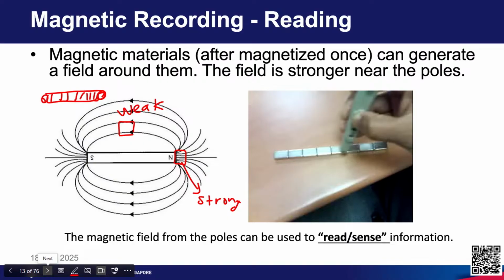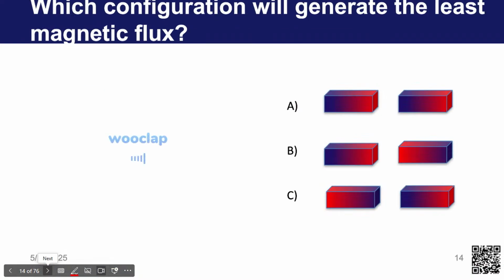In a hard disk drive, we are using this magnetic field that comes from the poles of the magnetized material to read or sense the information. This is the principle of reading. How do we read information? Basically, we are relying on the magnetic field generated by magnetized material. Once you magnetize material, it will have a north pole and a south pole, and it will generate a magnetic field, and we are using those magnetic flux lines to sense the information.